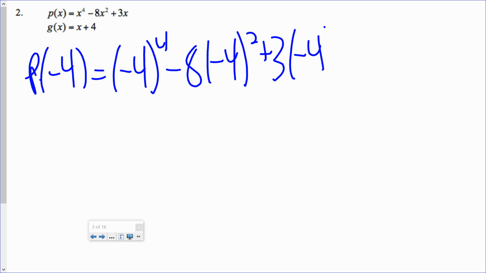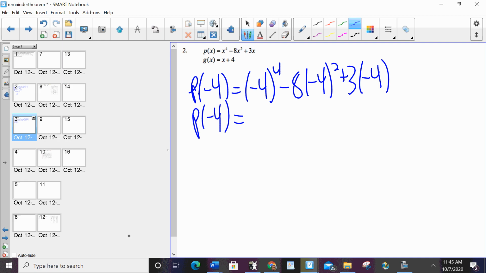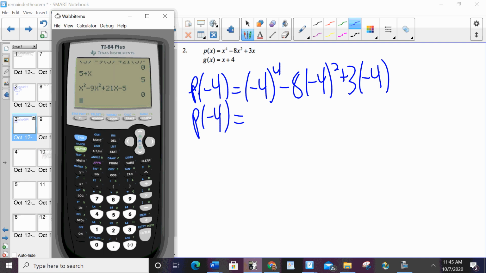And now I'm going to type that into the calculator. I could do it with storing, or I can do it without storing. I'm going to do it with storing because why make things harder than they have to be? Negative 4, store as x. And now I can type in x to the 4th minus 8x squared plus 3x. And we're going to use storing a lot in this course.